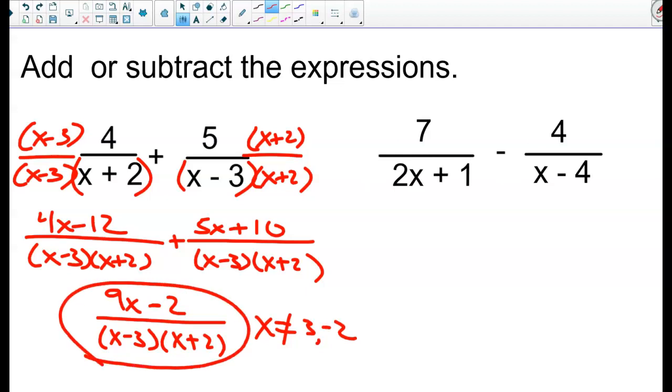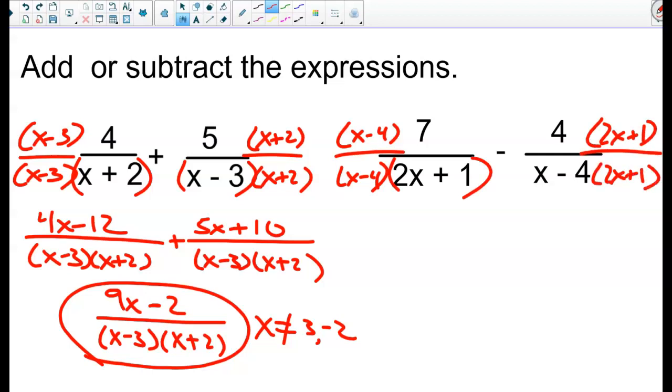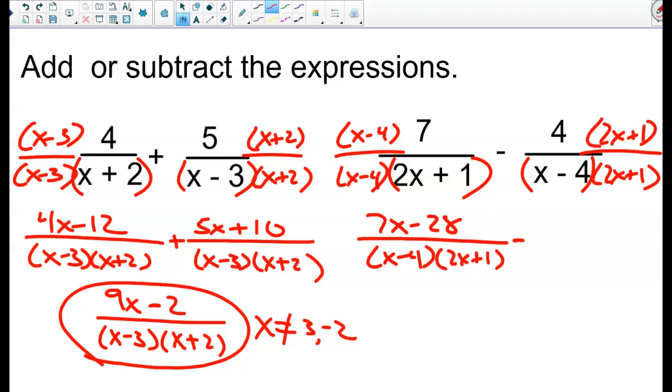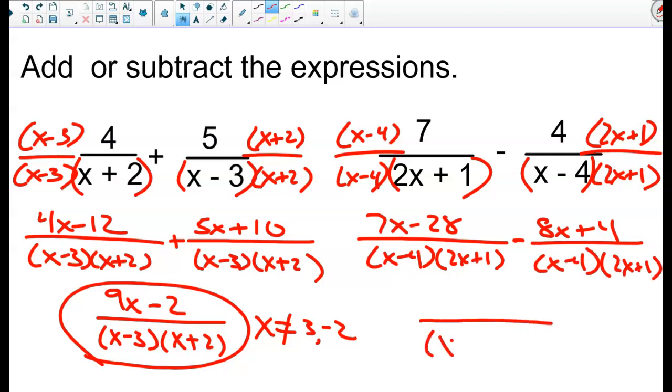Here, my denominator, top, and the denominator up here, top and bottom. So remember, we're just basically multiplying by a form of 1. 7x minus 28 over x minus 4, 2x plus 1, minus 8x plus 4 over x minus 4, 2x plus 1. My denominator is going to be x minus 4, 2x plus 1.